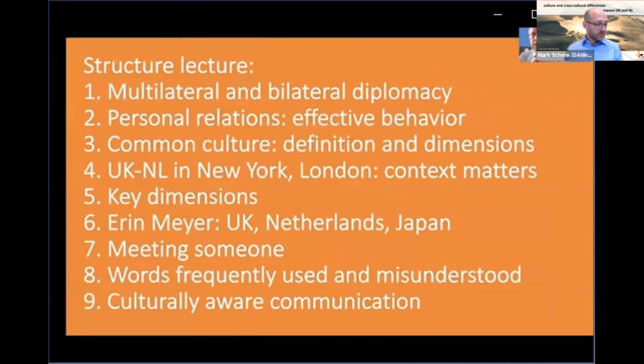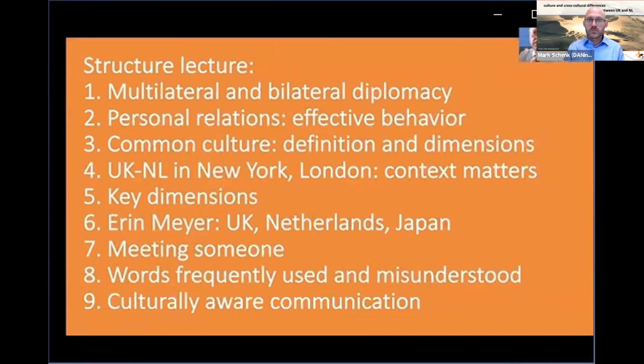Some elements, you can read it here, but I'll start a little bit. What is diplomacy? What's the difference between multilateral and bilateral? The importance of personal relations in diplomacy, what it means for your own behavior. What is the definition of a common culture if you talk about intercultural awareness?